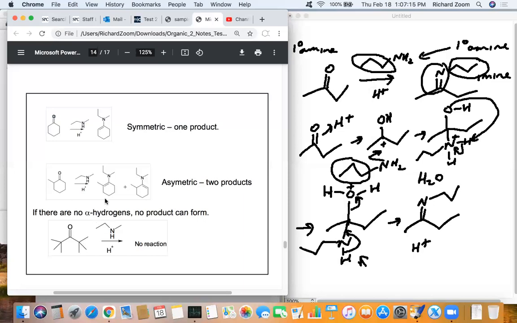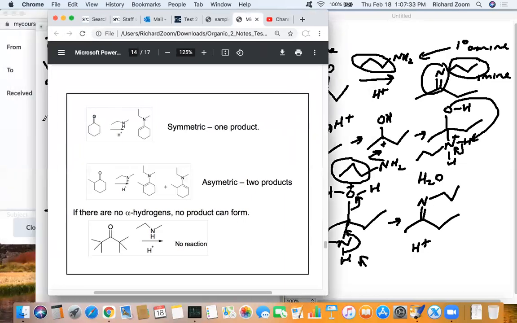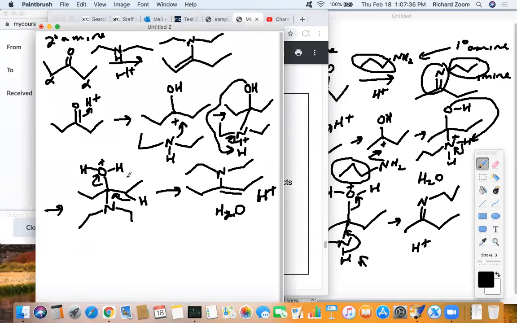Now, if there's no alpha hydrogens, that is, there's no hydrogens on the C connected to the C double bond O, you don't get a reaction. Because we need this hydrogen here. There needs to be a hydrogen, where are we? Let's go back to this one. There needs to be a hydrogen on this carbon here, or this carbon here, in order for it to form that C double bond C. If we can't do that, then we don't get a reaction.